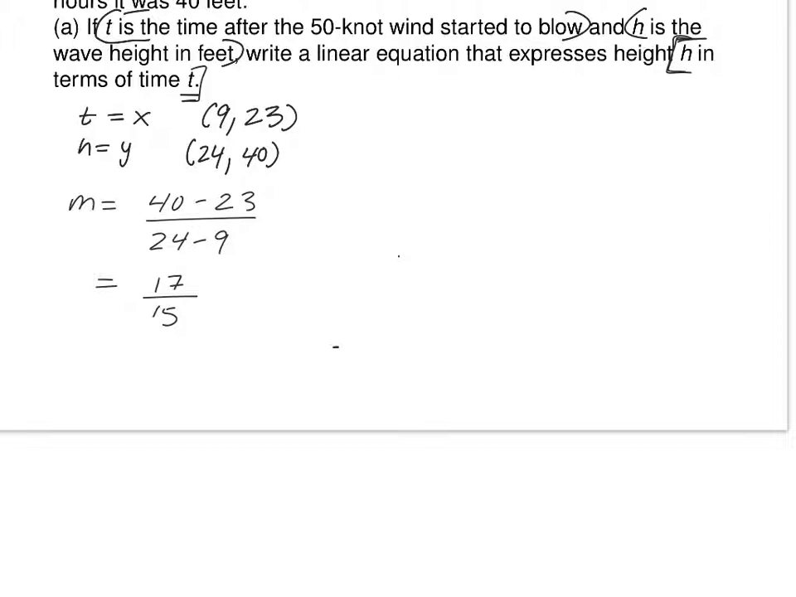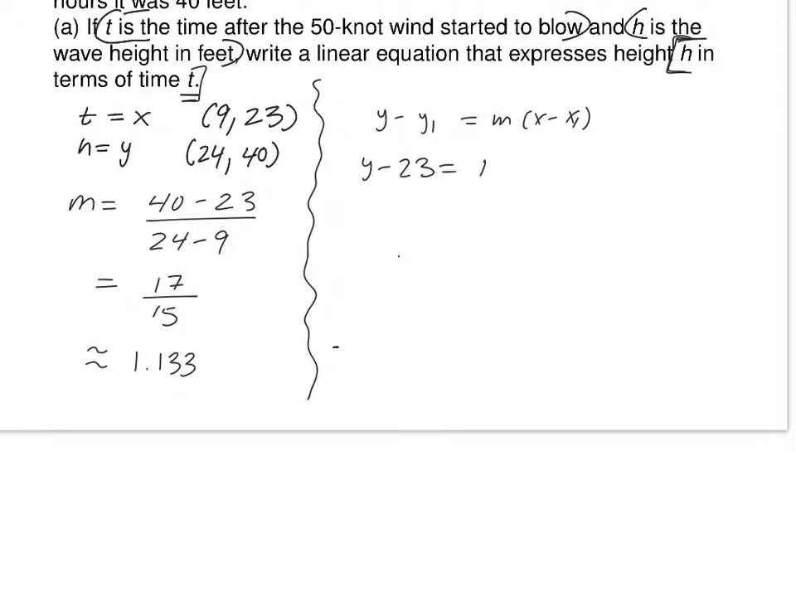Okay, that's a great question. I estimated that to be about, with a calculator, 1.133. And then plug it into point slope. So y minus 23 equals 1.133 times x minus 9, right? So y minus 23 equals 1.133x. What's 9 times 1.133? I got 10.2. Tell me if you got that too.